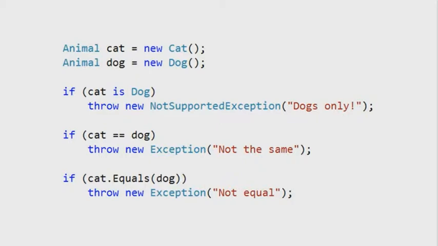If cat is dog, that allows me to see if it's the type, but it's neat because we also see in the second one, if cat double equals dog. And so not equals to dog doesn't mean that they're not the same type, doesn't mean it's not a specific type.